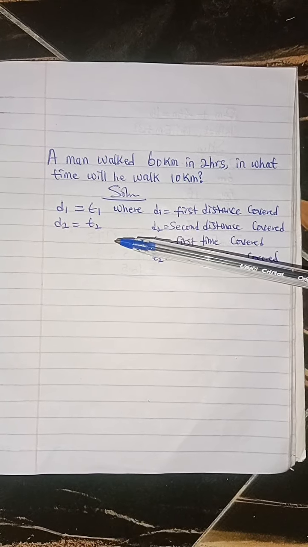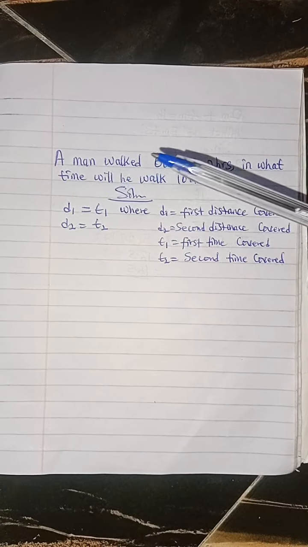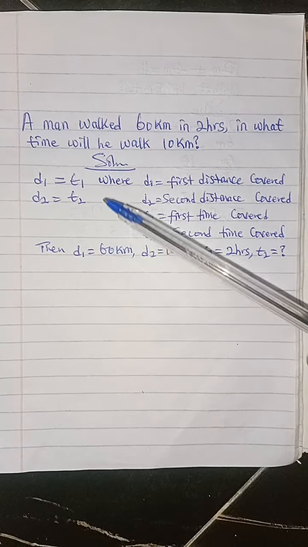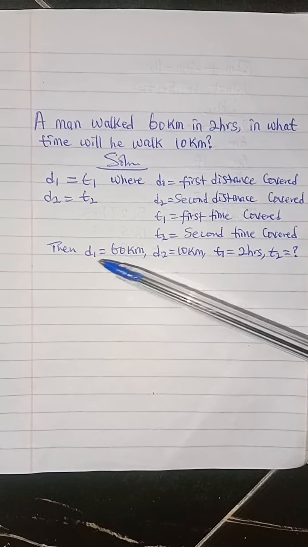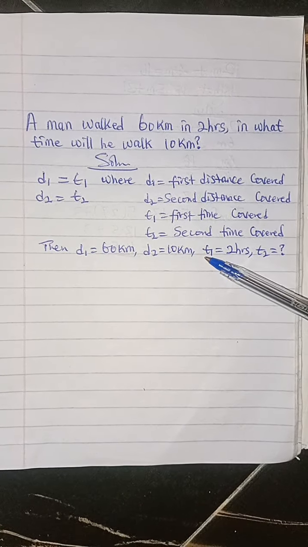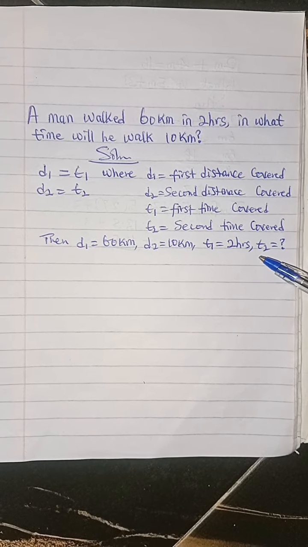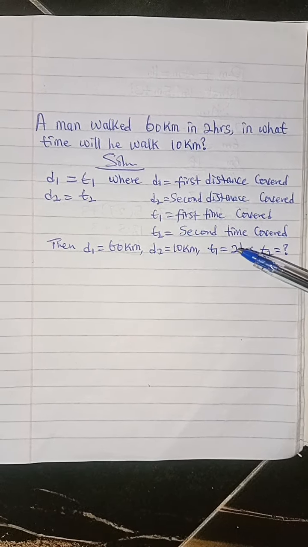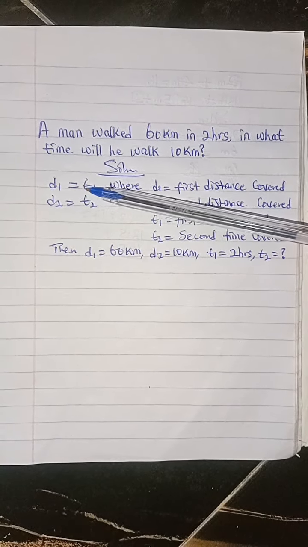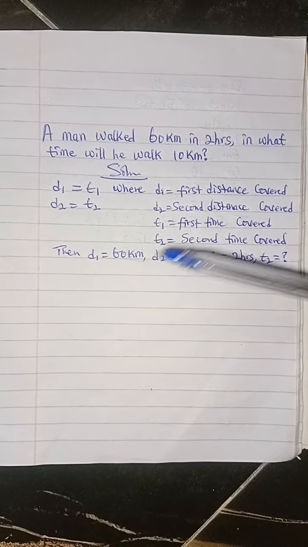So let's write out the parameters, apply them to the formula, and know what we are looking for. When we assign the values according to the equation, we see that our D1 is 60 kilometers, our D2 is 10 kilometers, our T1 is 2 hours, and our T2 is unknown. So it means we are looking for our T2. We apply these values into the formula, which states that D1 over T1 equals D2 over T2. So let's do that now and see how it goes.